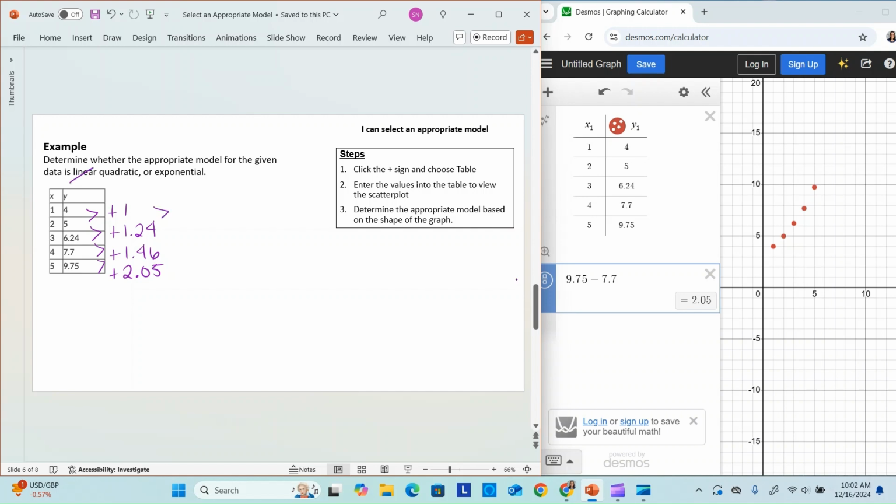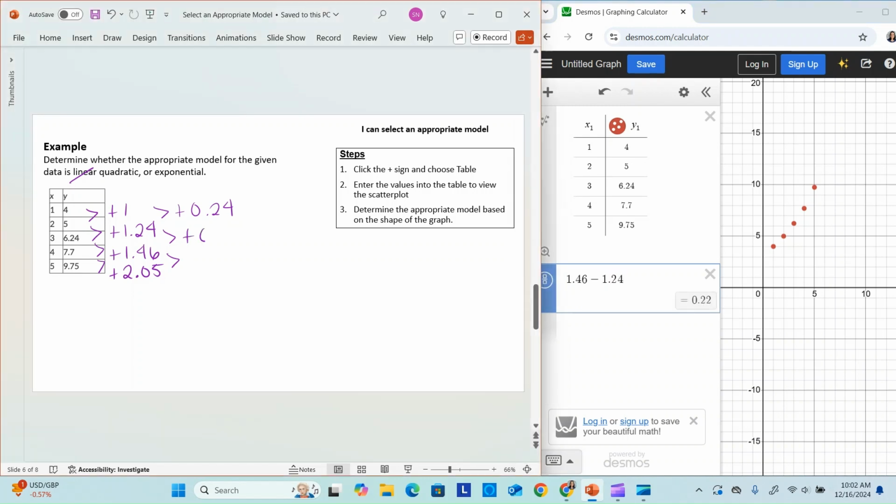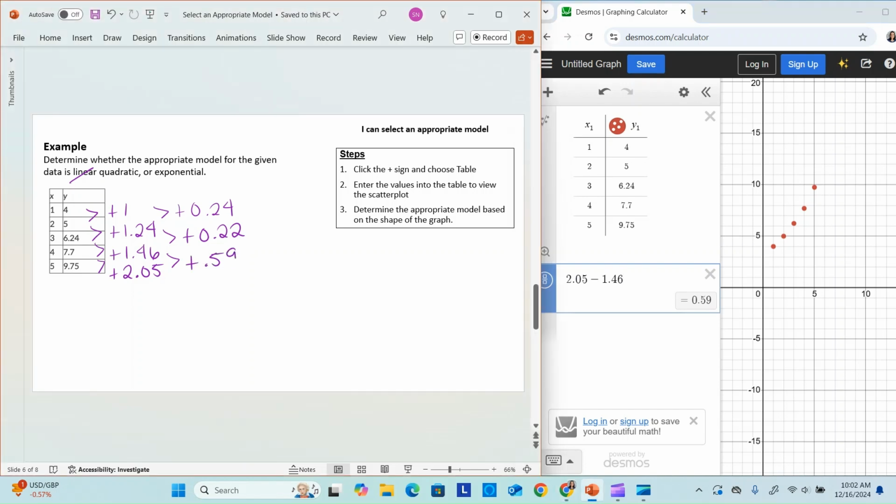But let's look at the second differences to see if it's going to be quadratic. So from 1 to 1.24, I have a change of plus 0.24. Let's do now 1.46 minus 1.24. That's a change of plus 0.22. From 2.05, I subtract 1.46, and that gives me plus 0.59. Okay, so my second difference is also not the same. So quadratic looks like it's not going to work either.